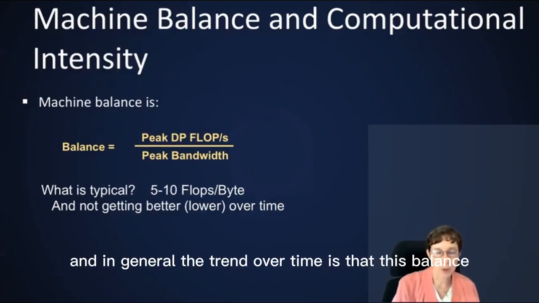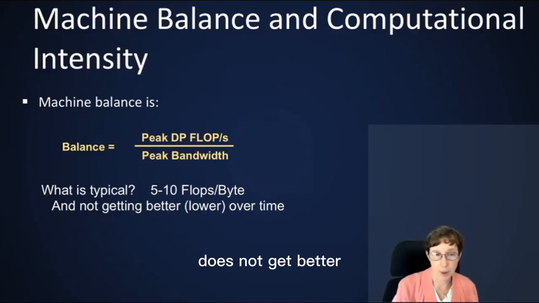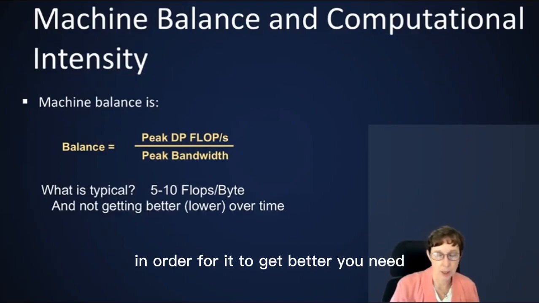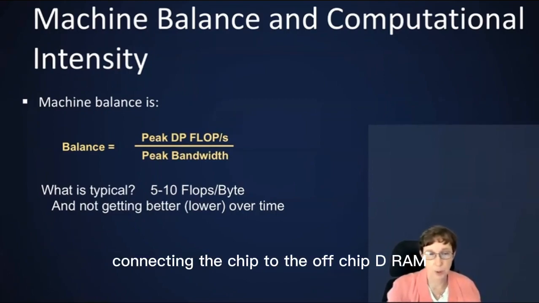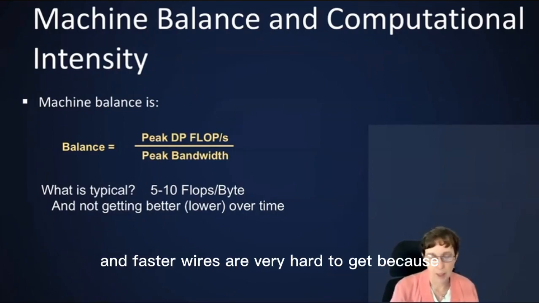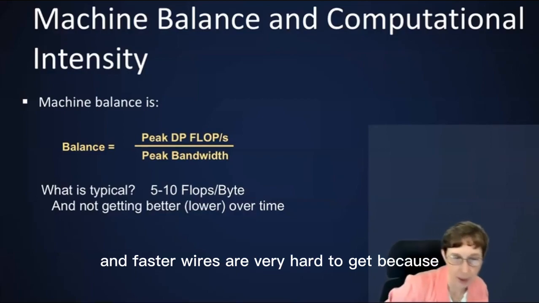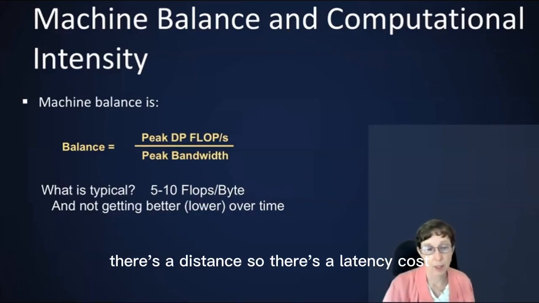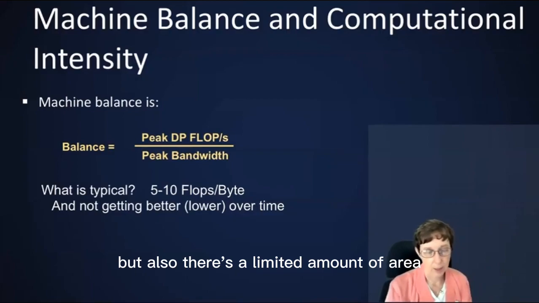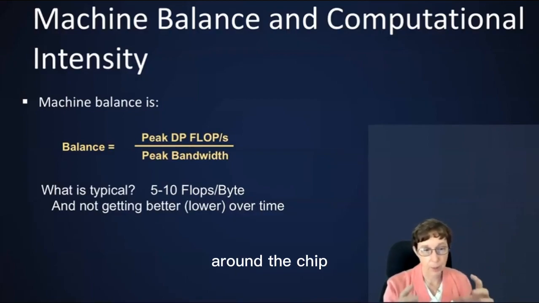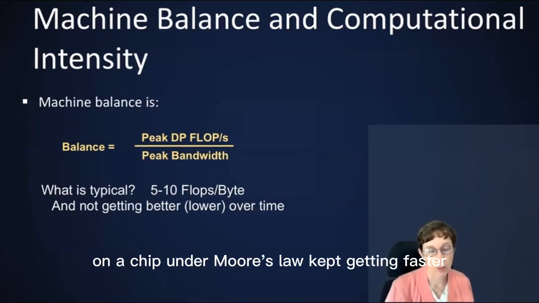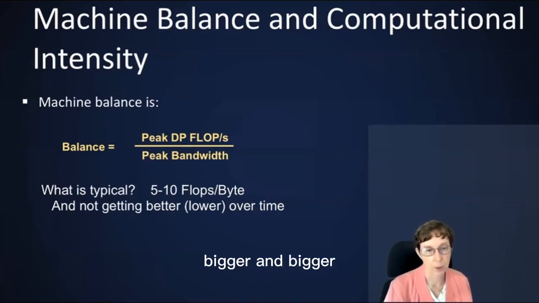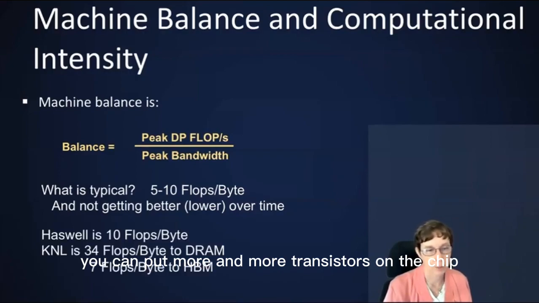And in general, the trend over time is that this balance does not get better. In order for it to get better, you need to have faster wires connecting the chip to the off-chip DRAM, and faster wires are very hard to get, because there's a distance, so there's a latency cost, but also there's a limited amount of area around the chip. Whereas the amount of computing you can stuff on a chip under Moore's law kept getting bigger and bigger. You can put more and more transistors on the chip.